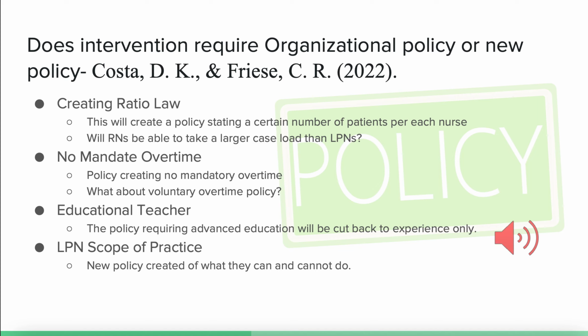The third intervention was educational teaching and cutting back the mandation of advanced education. This needs to be a new policy. The fourth intervention was to increase LPN scope of practice. To this, a whole new policy needs to be created of what they can and cannot do.